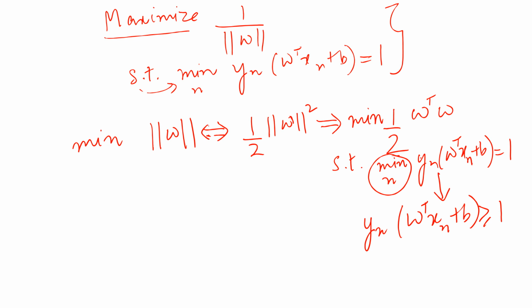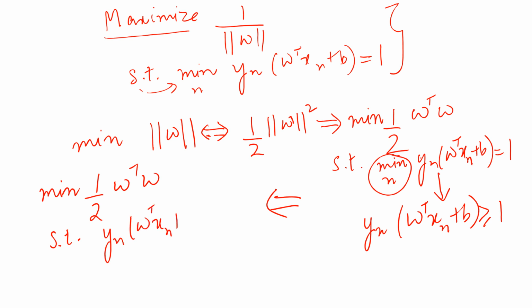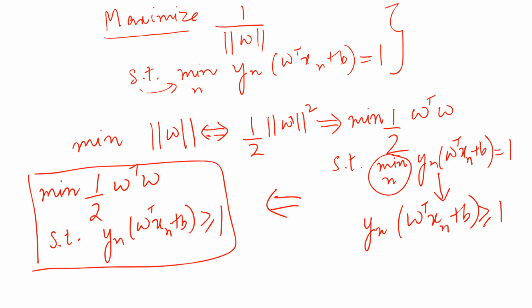The feasible set may be different, and this also goes back, so let me rewrite this optimization problem. The problem that we are trying to solve for finding the fattest, or thickest, or maximum margin hyperplane is this: minimize w transpose w subject to yn times w transpose xn plus b greater than or equal to 1. So this is my optimization problem that I'm trying to solve.